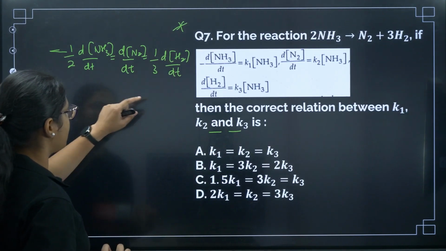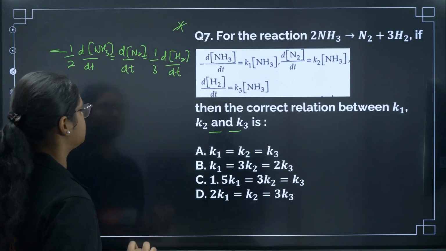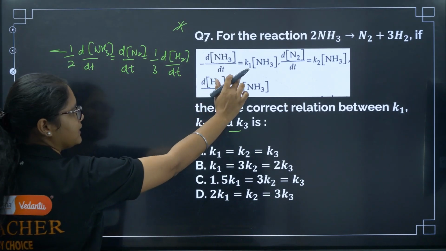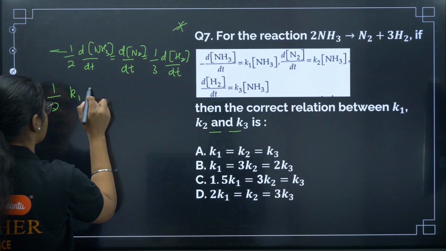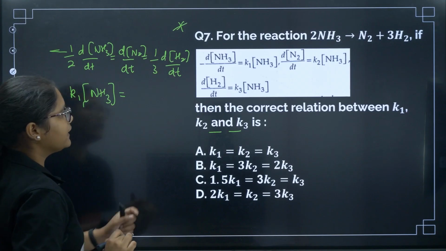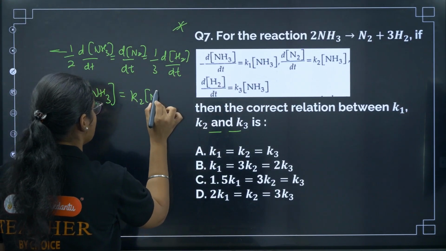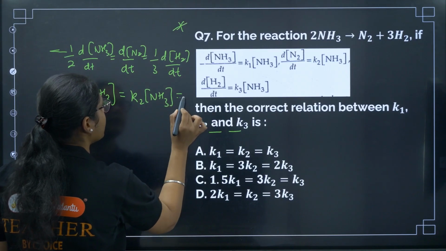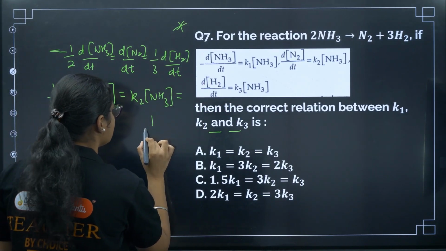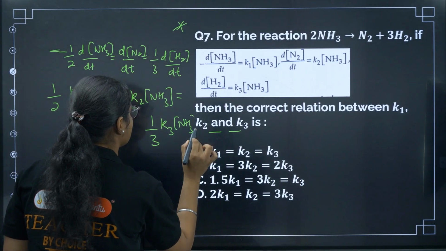Now you see what is the value of dNH3 by dt? Minus dNH3 by dt is K1 NH3, right? So I can write here 1 by 2, and minus dNH3 by dt is K1 into NH3, okay, and then dN2 by dt is K2 into NH3, so just substitute this one, and then dH2 by dt is K3 NH3, so 1 by 3 K3 NH3, okay.